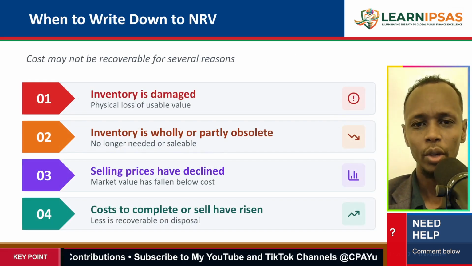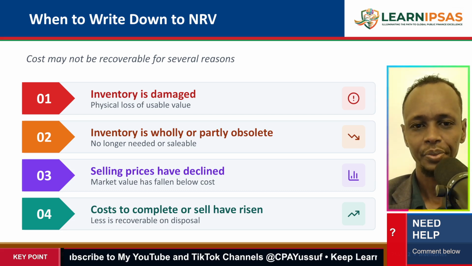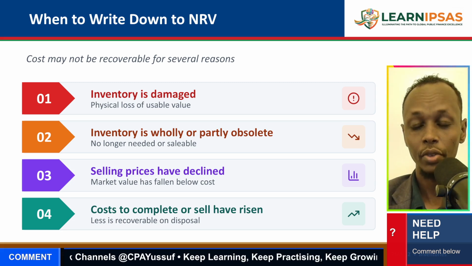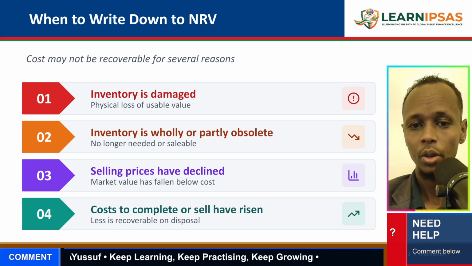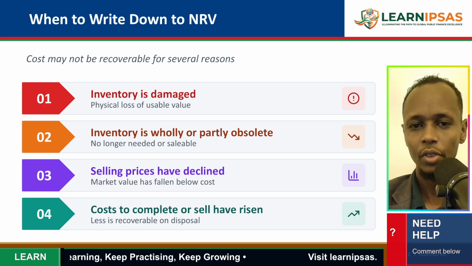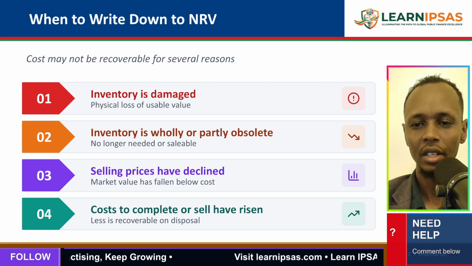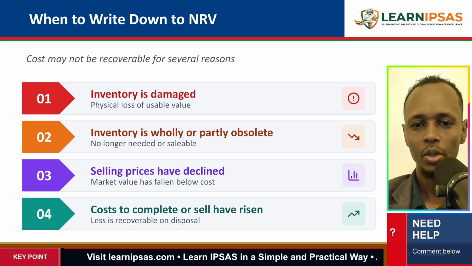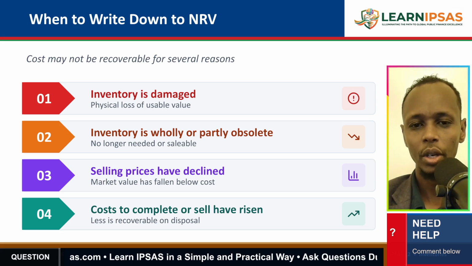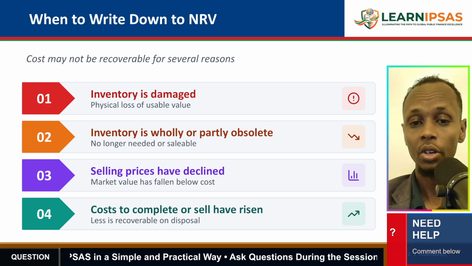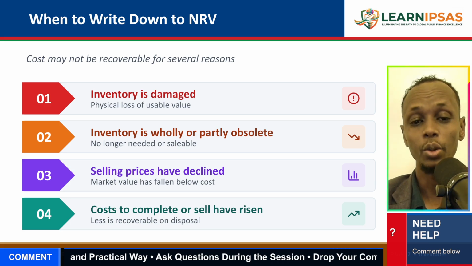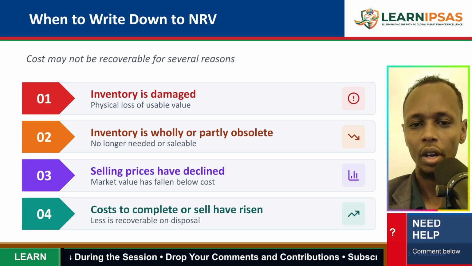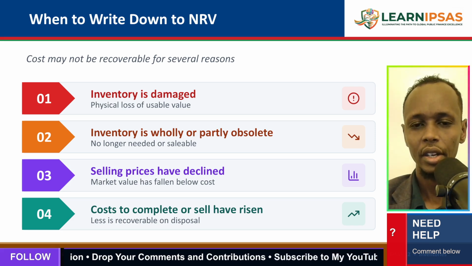For example, when to write down to NRV, cost may not be recoverable for several reasons. For example, inventory is damaged, so physical loss of usable value. So once an inventory is damaged, then it is written down. Or inventory is obsolete, so no longer needed because of technology or something else. It is no longer needed or sellable. So what happens? You write down that inventory to current replacement cost or NRV.